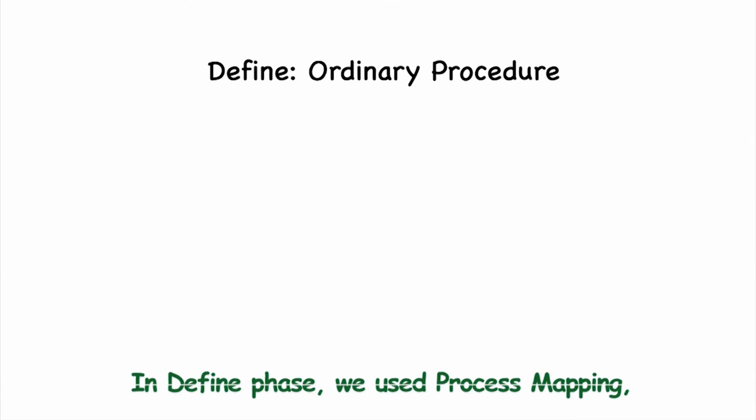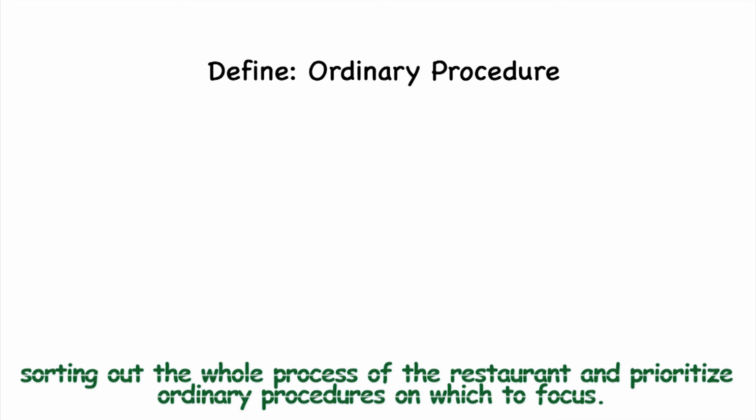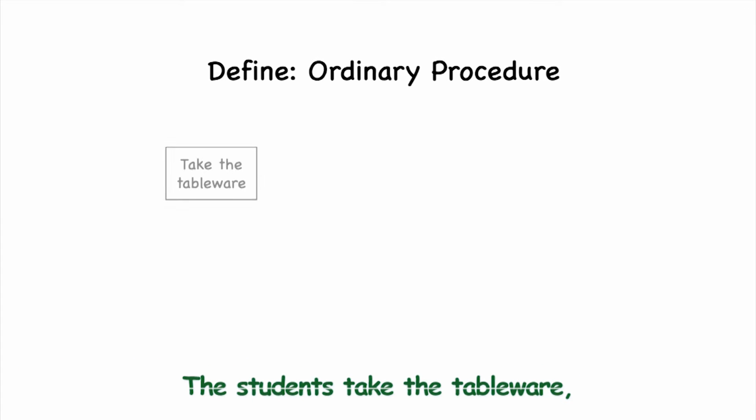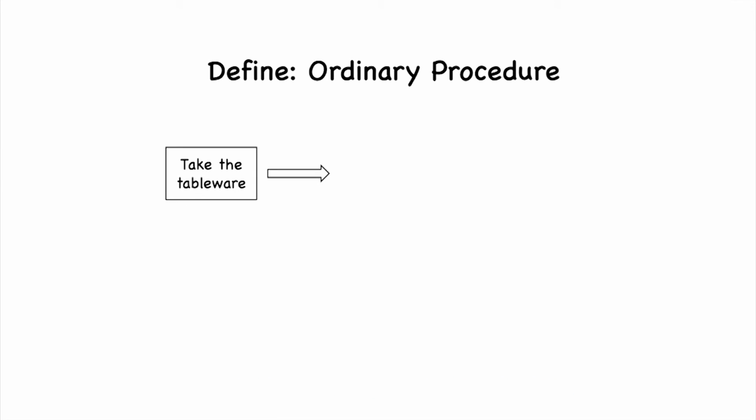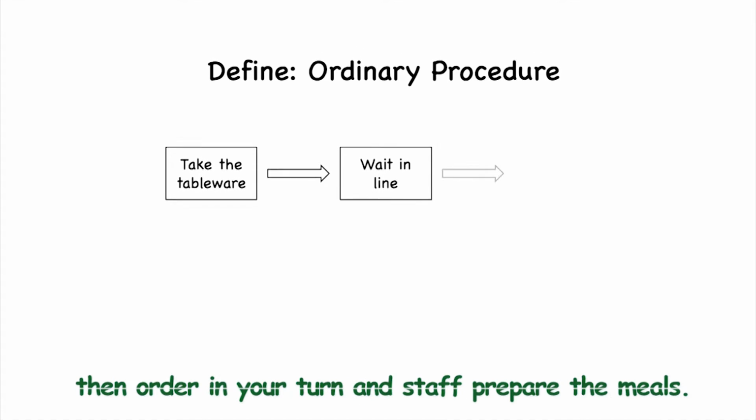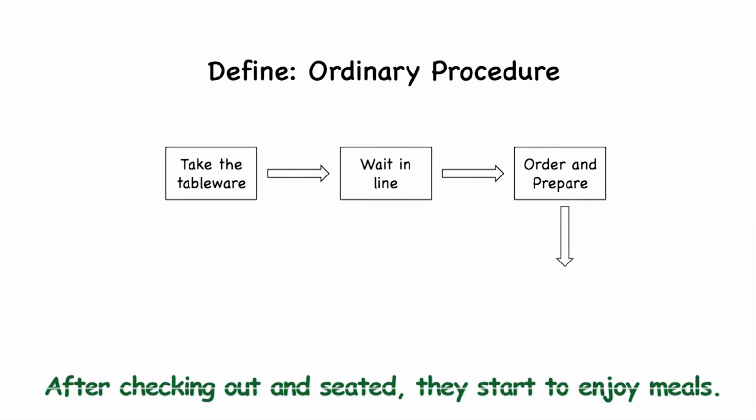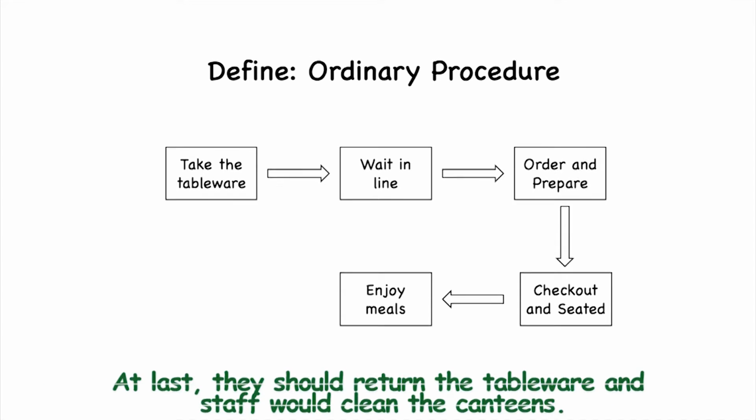In the define phase, we use process mapping, sorting out the whole process of the canteen and prioritizing ordinary procedures on which to focus. The students take the tableware, wait in line, then order in turn, and staff prepare the meals. After checking out and being seated, they start to enjoy meals. At last, they return the tableware and staff will clean the canteen.